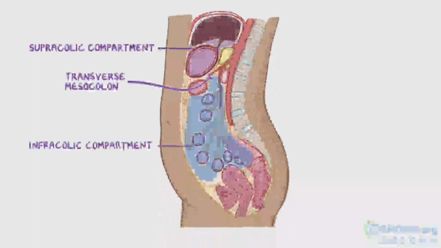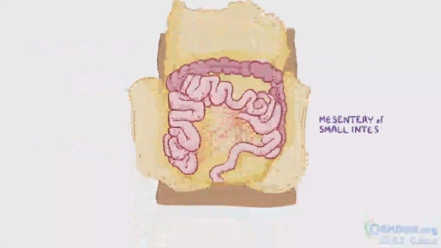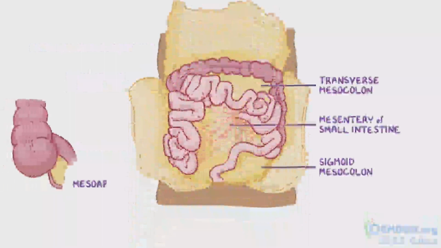The mesenteries within the abdomen connect the viscera to the posterior abdominal wall. These include the mesentery of the small intestine, the transverse mesocolon, the sigmoid mesocolon, and the mesoappendix.